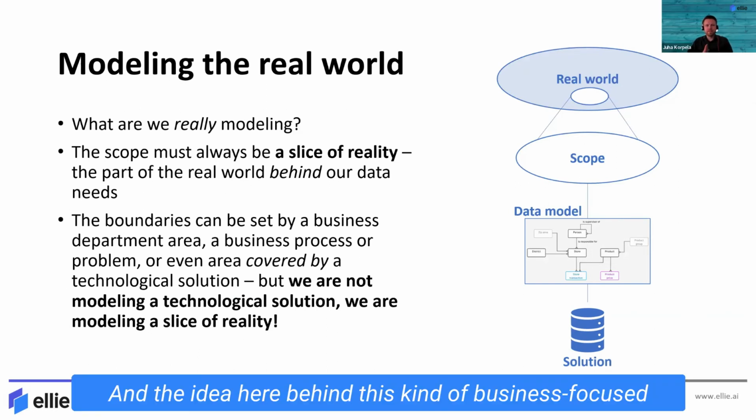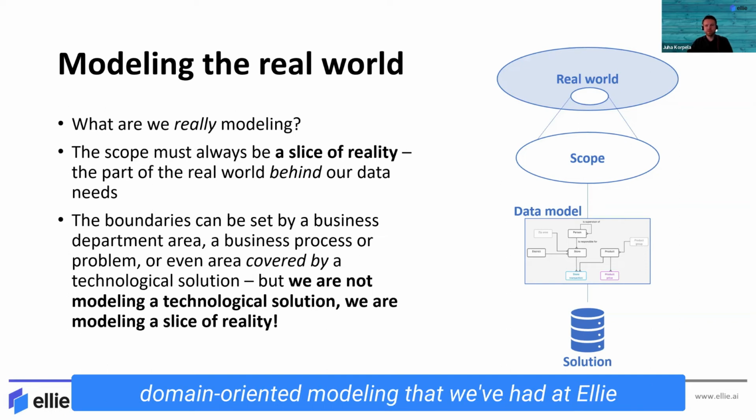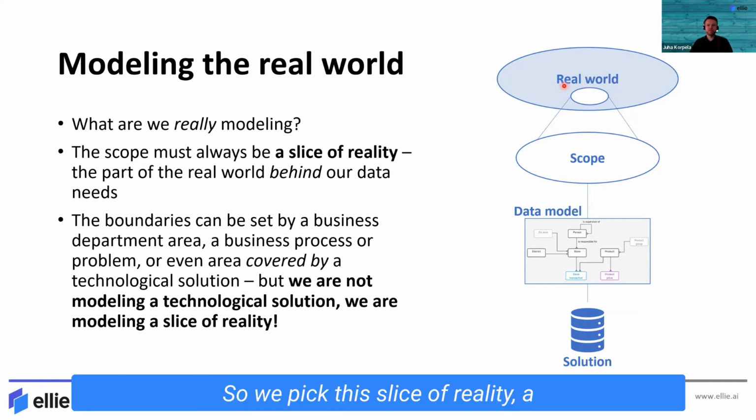The idea behind this kind of business-focused, domain-oriented modeling that we've had at Ellie for ages now is that the target of the model is always a slice of the real world. So we pick this slice of reality, a scope from the real world, which is our model scope, from which we create the model. We model what exists in reality. And this is on the conceptual level here.